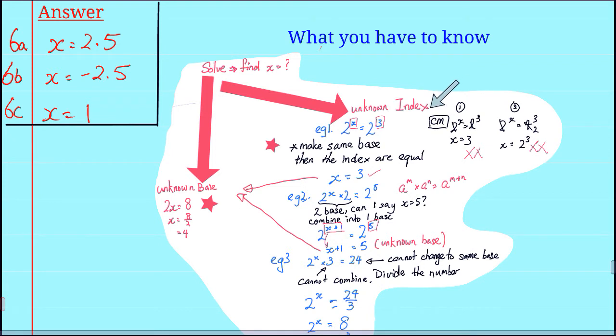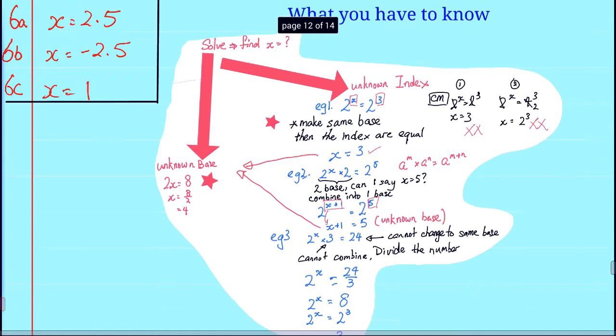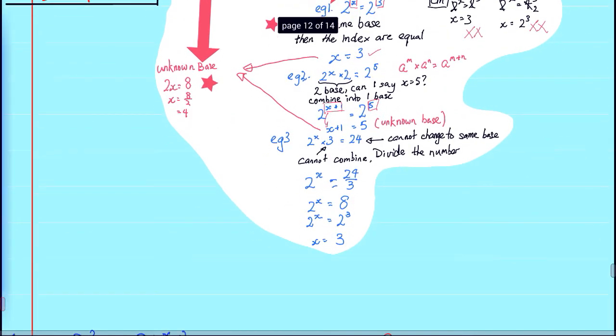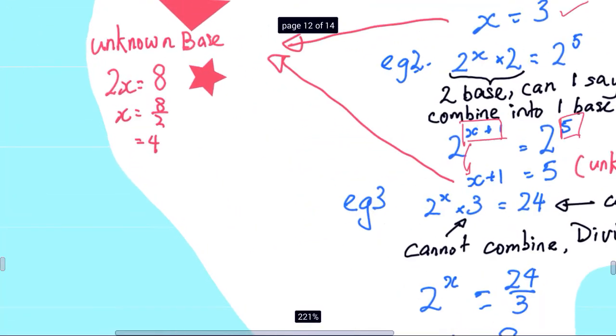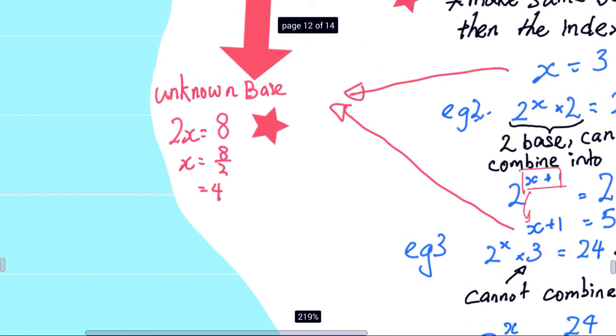Now, unknown base is something we are very familiar with, and this is when I have 2 times x is equals to 8. So it's very easy to find x because we can bring the 2 over and then I divide by 2 and then I get an answer 4.